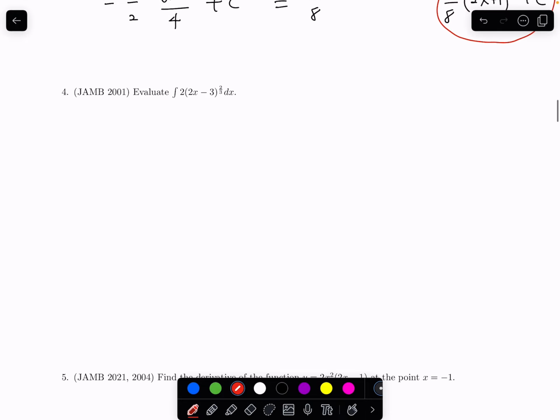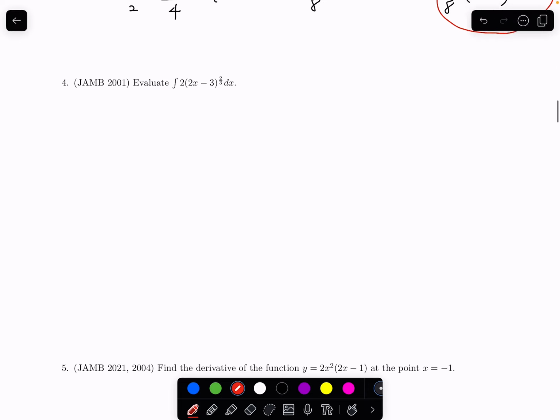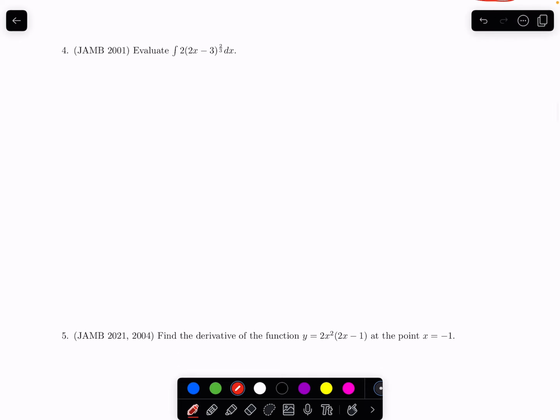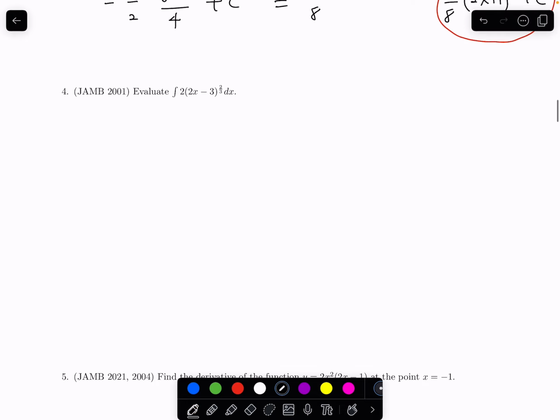Okay, so now let's look at problem number 4, right? If we want to solve this problem, how can we do it? Because of the fraction, the power 2 over 3, we cannot just multiply the 2 in. So how can we solve this problem? We can use the same method we used for problem number 3, right? So we can use the U-substitution. So what we can do is say let u be equal to 2x minus 3, right?